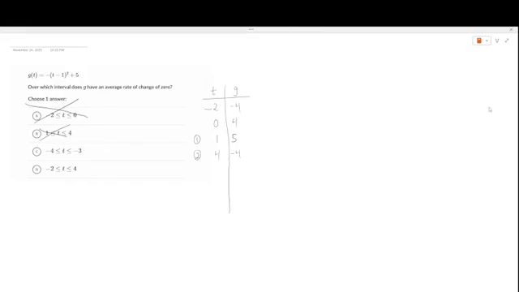Now we will use it for option C. So we're going to add on to our table again. And we're going to do negative 4 and negative 3. Okay, so now we're going to apply negative 4 as t. So negative 4 take away 1 would be negative 3.